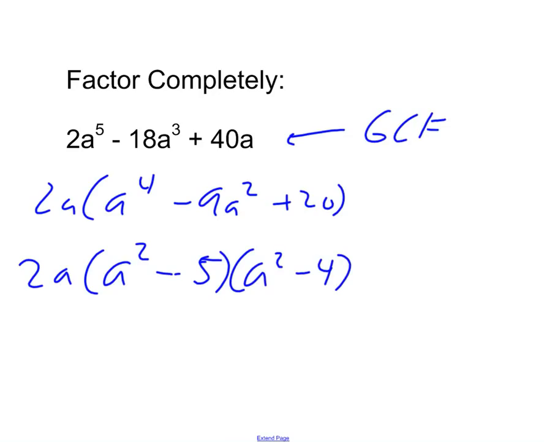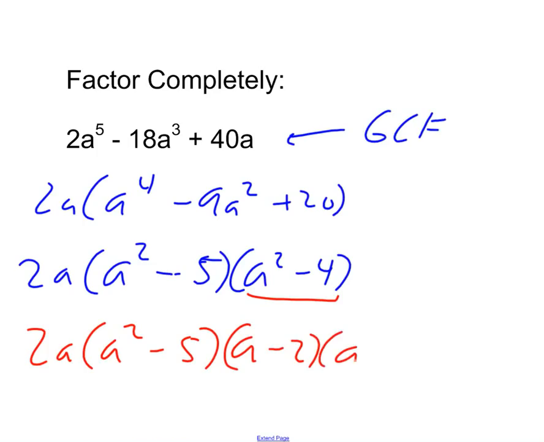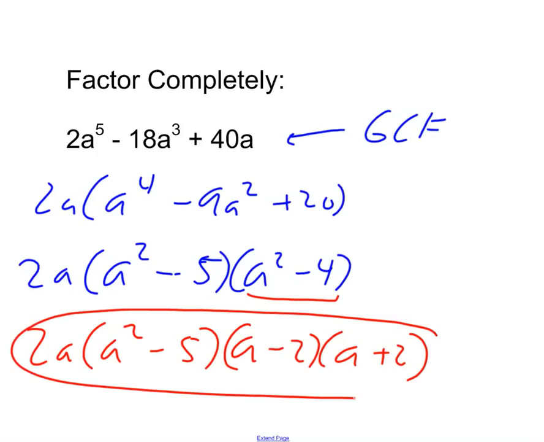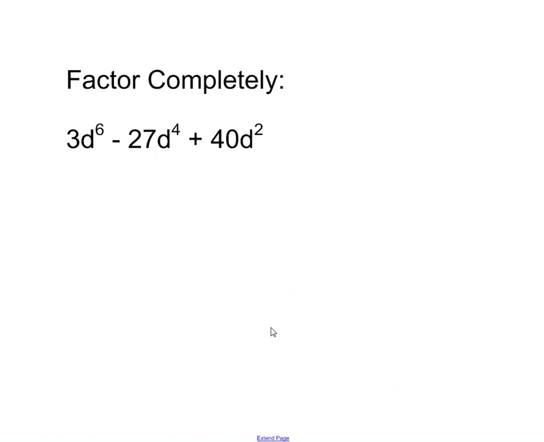That was pretty cool. Are we done? No, because this is a difference of squares. So we got to do one more step, and we're left with 2a in front. A squared minus 5 is still there. And then a squared minus 4 becomes a minus 2 times a plus 2. Are we done? Yes, none of these can be factored any further, so we factored it completely. Let's try it one more time. Factor this, pause the video, and make it happen.